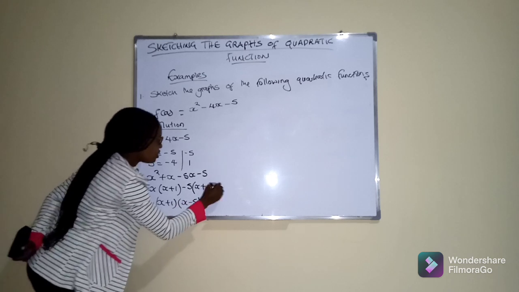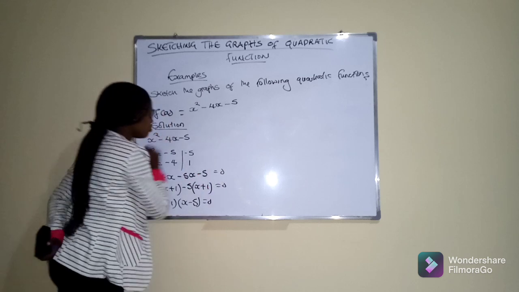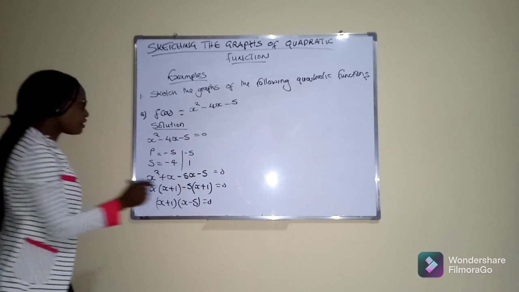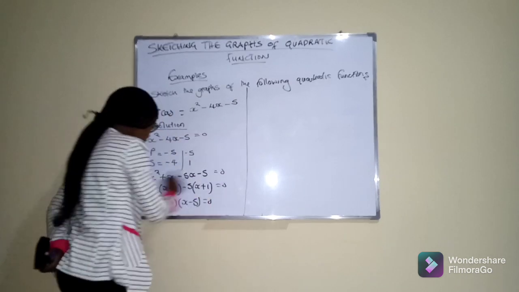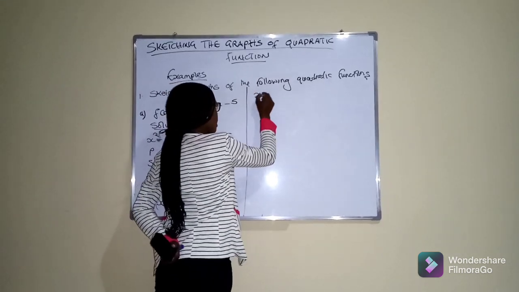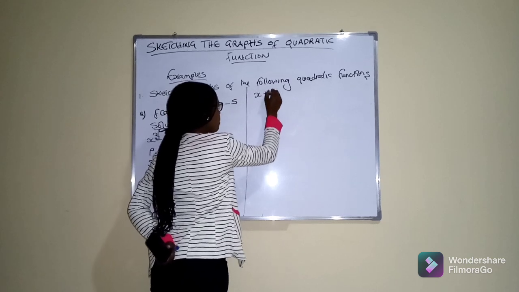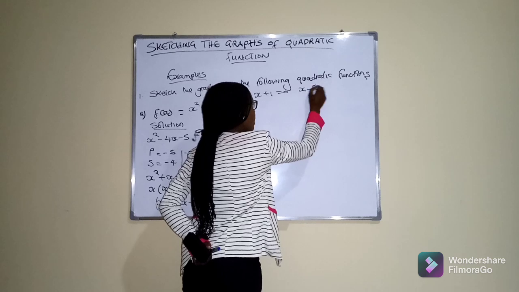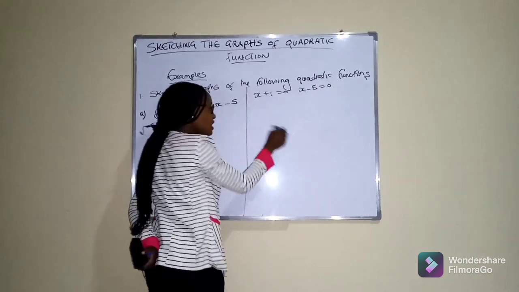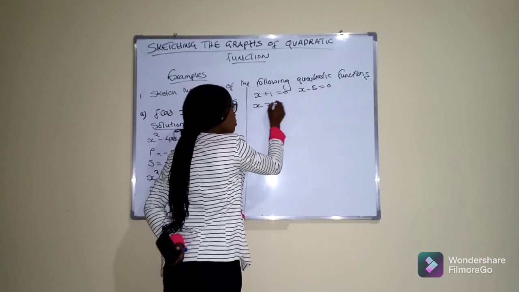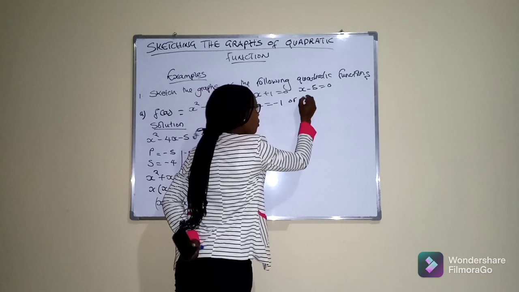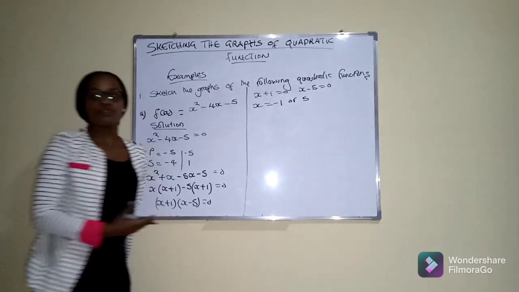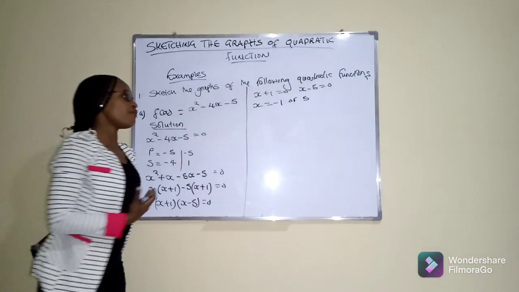So this simply means that we have x plus 1 and x minus 5, this whole thing being equal to 0. Then from here, the values of x: this is the same as x plus 1 equal to 0 and x minus 5 equal to 0, which simply means that x is equal to -1 or +5. Those will be the values of x.